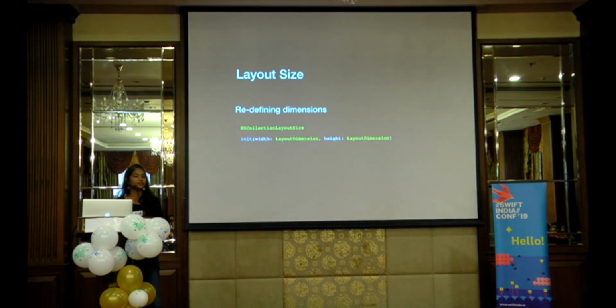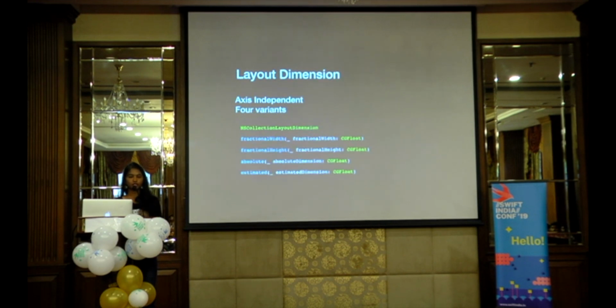First is the sizing. Now, how does the usual CG size work? You specify the width and the height in terms of CG float values. Kind of simple, isn't it? But compositional layout gives you a whole new perspective to how you size things. There is this new class called the NS layout dimension. What is it? It is an axis-independent way of specifying the size of an item.